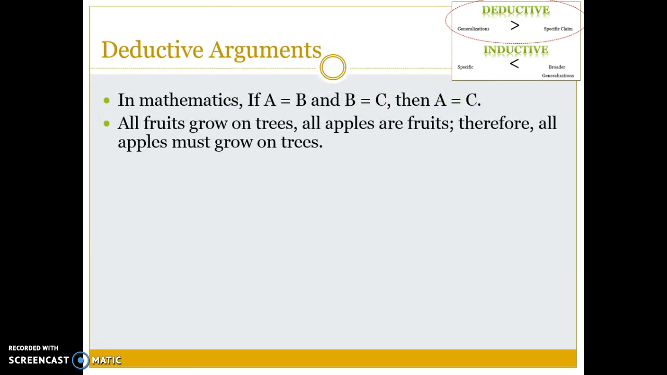Second one: all fruits grow on trees. All apples are fruits. Therefore, all apples must grow on trees. You're going from all fruits to just apples, and then making that specific claim about apples based on that generalization about all fruits.